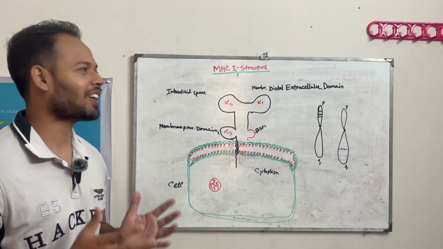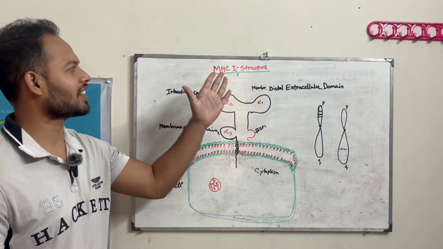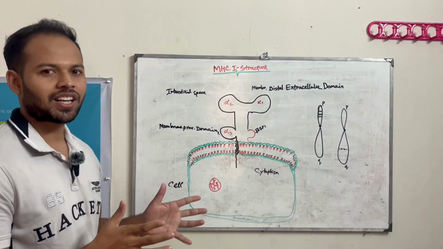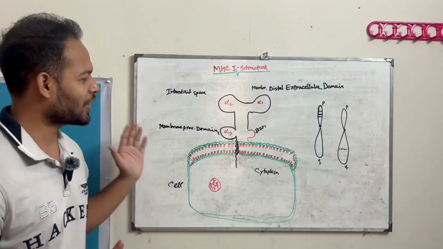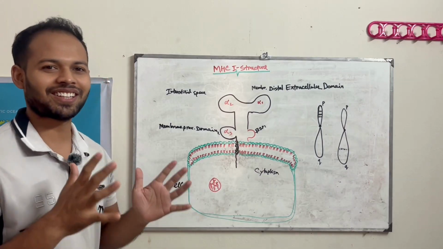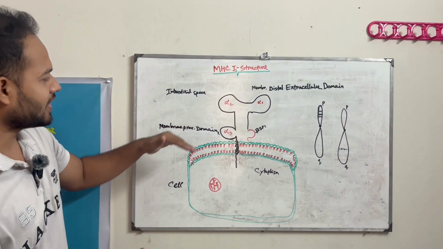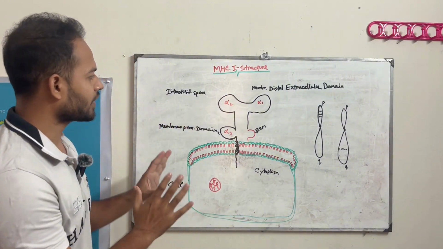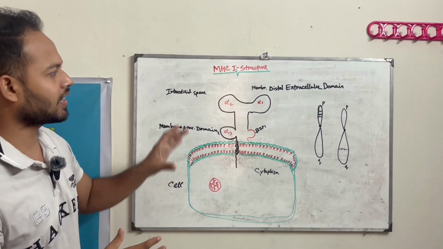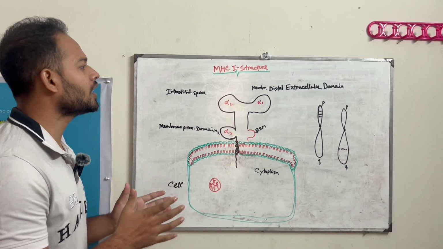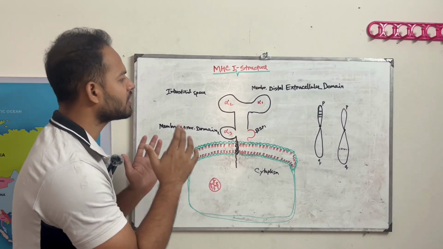Hi everyone, today our topic of discussion is MHC class 1 structure. The picture I have already drawn on my whiteboard is all about MHC class 1 molecules. So here is a cell, and outside of this cell there is interstitial space and our desired MHC class 1 molecules. First of all, you have to know where these molecules come from.